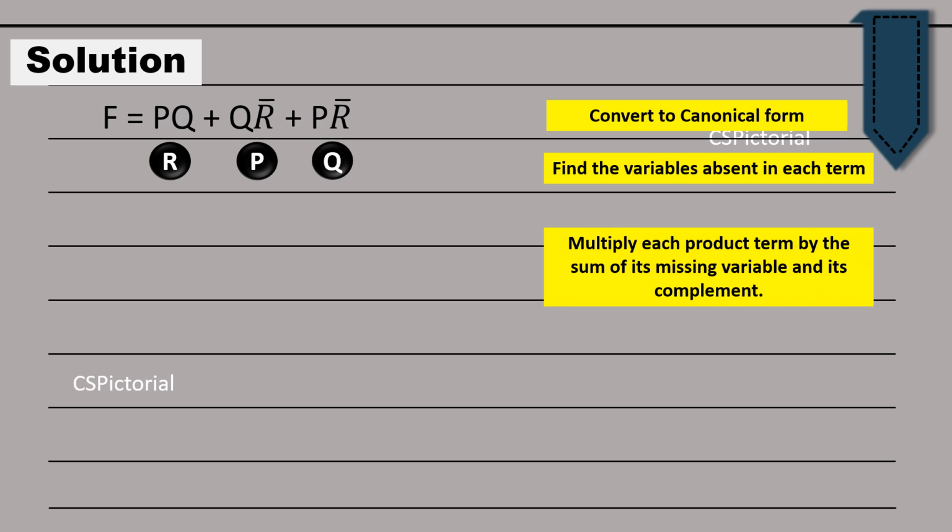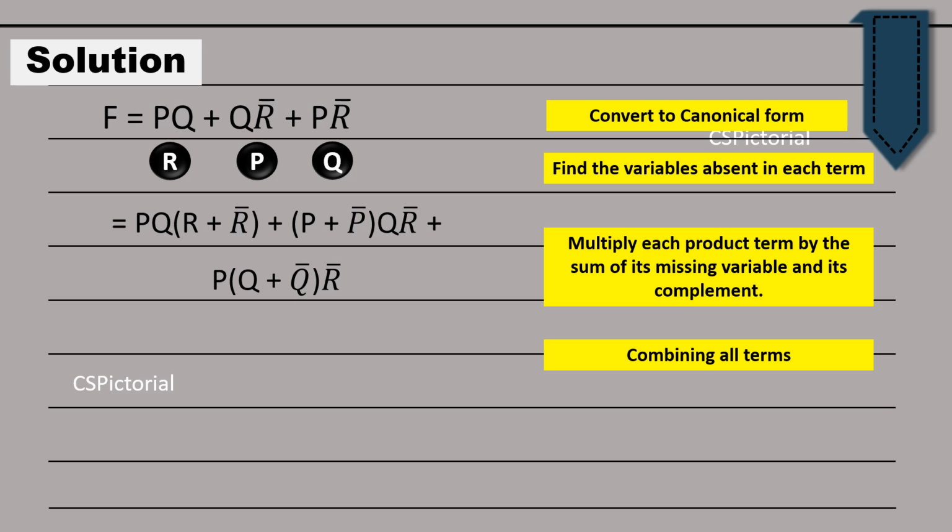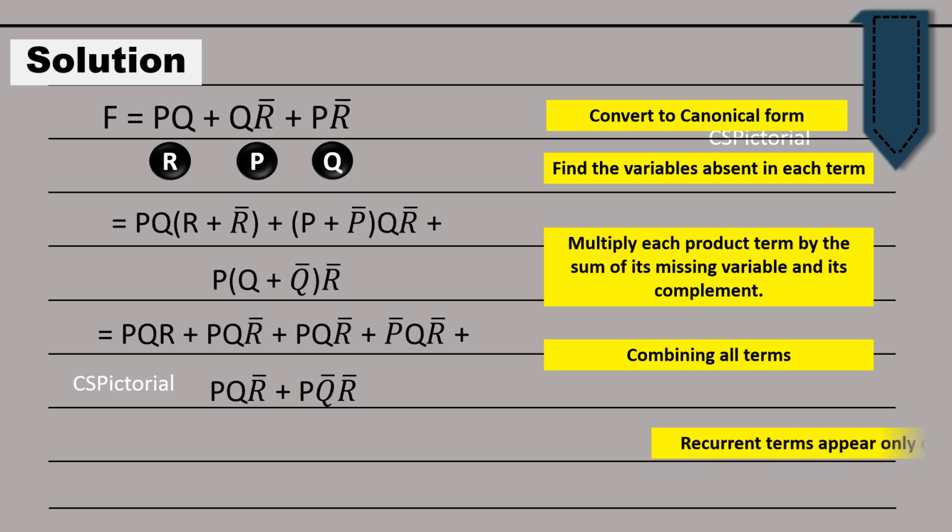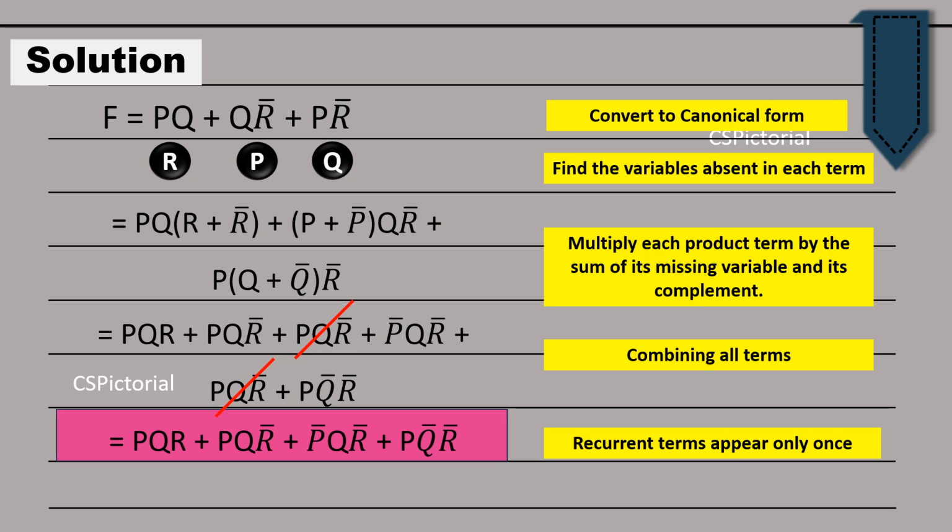Now multiply each product term by the sum of its missing variable and its complement. The expression is then written as PQ into R plus R bar plus P bar into Q R bar plus P into Q plus Q bar into R bar. Combine all the terms in the next step. The expression now becomes PQR plus PQR bar plus PQR bar plus P bar QR bar plus PQR bar plus PQ bar R bar. Cancel out the recurrent terms, making the final expression PQR plus PQR bar plus P bar QR bar plus PQ bar R bar. This is the final canonical SOP expression.